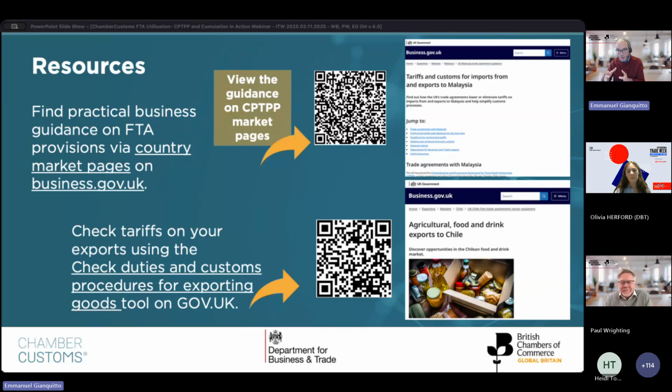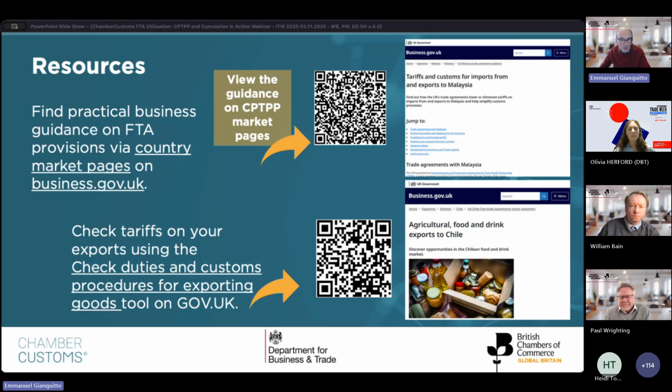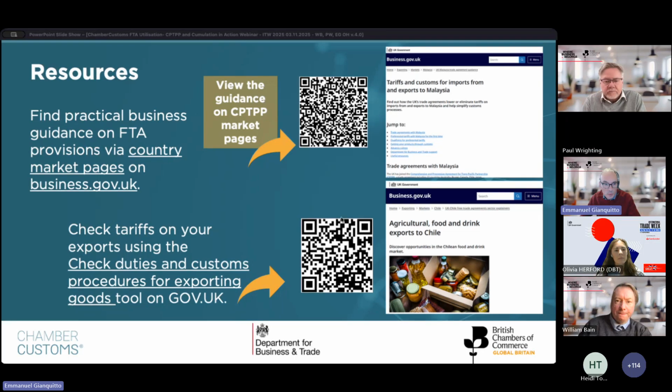So what happens to a product that is not made fully in one country, but actually goes through various steps in different places? What is the final origin, and therefore what trade agreement can we use to import or export those products? I would like to go on to Paul, if that's okay, to look at some of this detail. So Paul, if I could come to you.